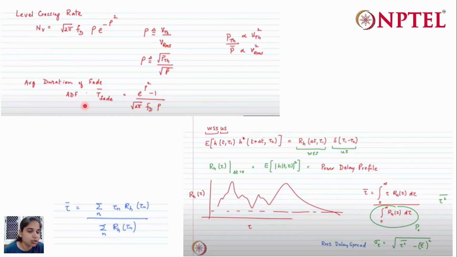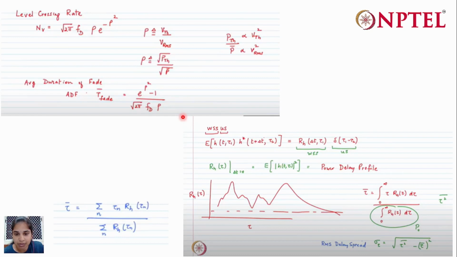And the average duration of fade. With the average duration of fade, we can get an idea of how many symbols will be affected when a channel is going into a fade. The average duration of fade, tau bar, is given as e power rho square minus 1 divided by root of 2 pi FD into rho.